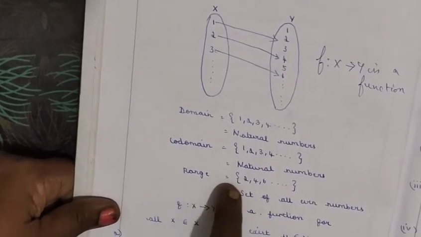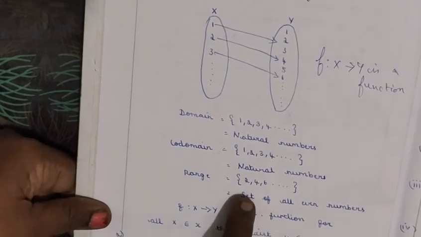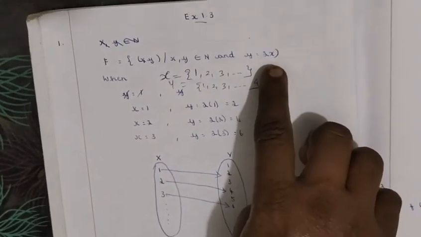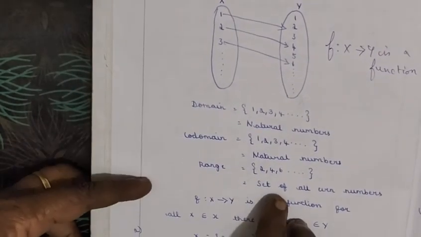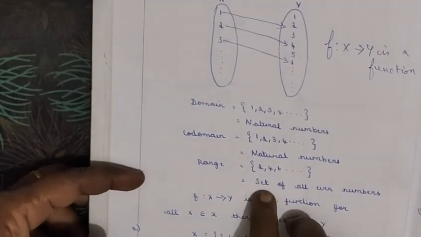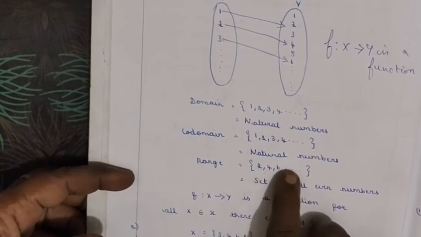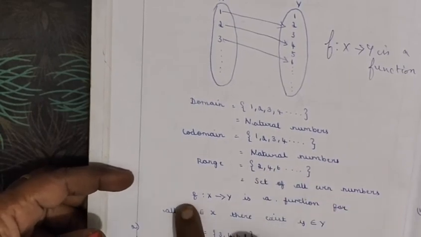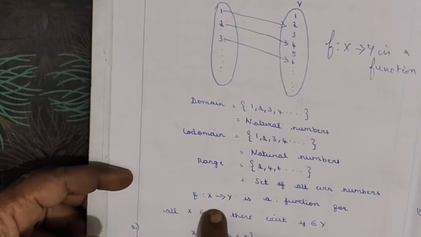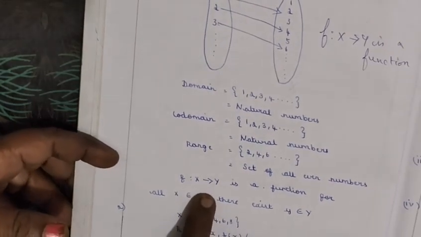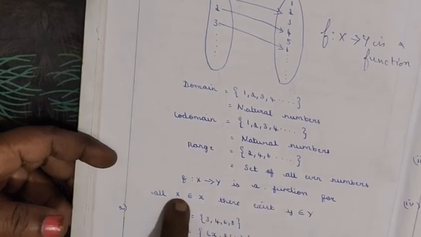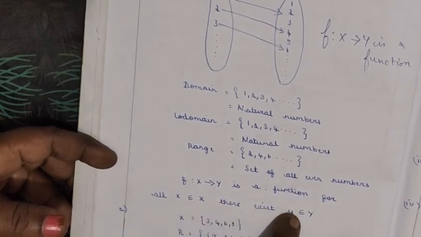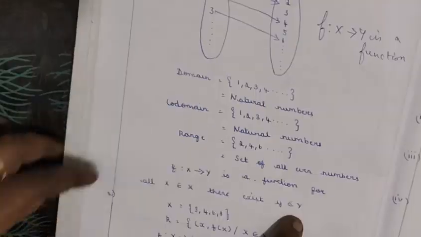And range. As you all know, when we multiply a number with 2, all become even numbers. Now range is 2, 4, 6, etc., the set of all even numbers, and you have to write f is a function from x to y. For all x belongs to x, there exists y belongs to y.